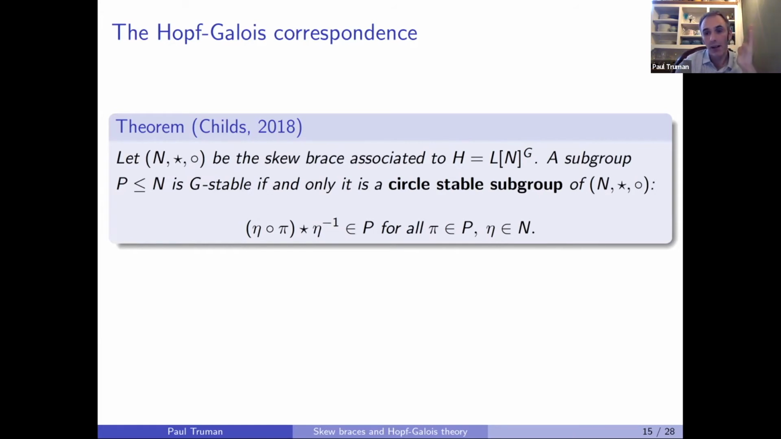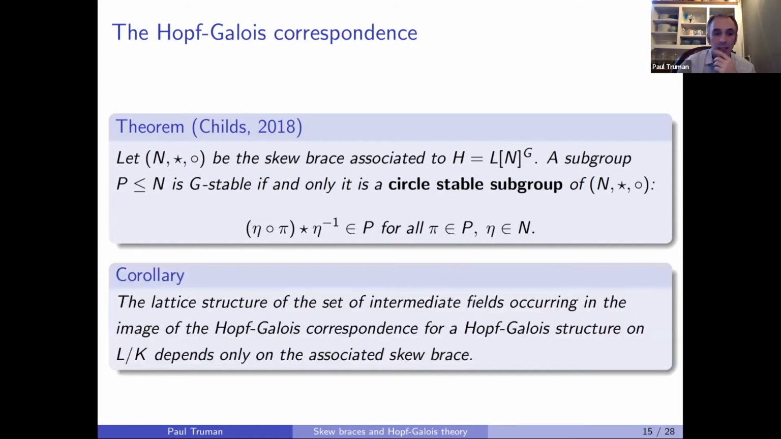So I've got my regular subgroup N of Perm(G). I'm interested in G-stable subgroups of N because they correspond to the intermediate fields that will show up. And then in the context of the brace, what I want is a circle-stable subgroup. So it should have this property expressed here. If I take an element of P and, almost like conjugating it by some element eta in N, then that should stay in P.